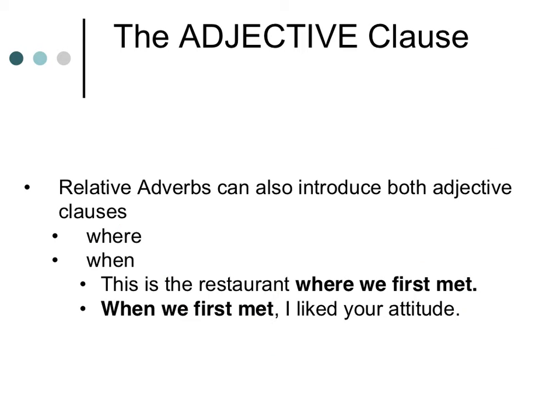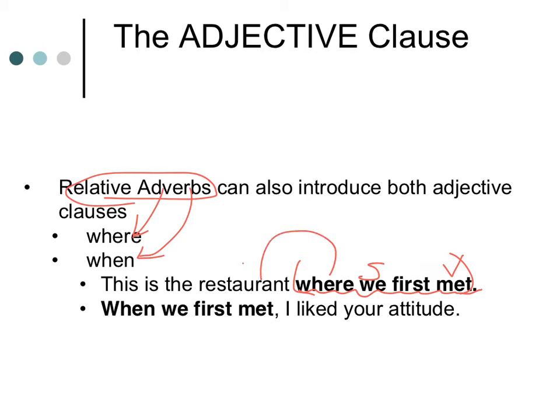Sometimes you can have a relative adverb introduce an adjective clause, and these relative adverbs are the words when or where. This is the restaurant where we first met. I have a subject, I have a verb, can't stand alone. It's telling me which restaurant, the one where we first met.